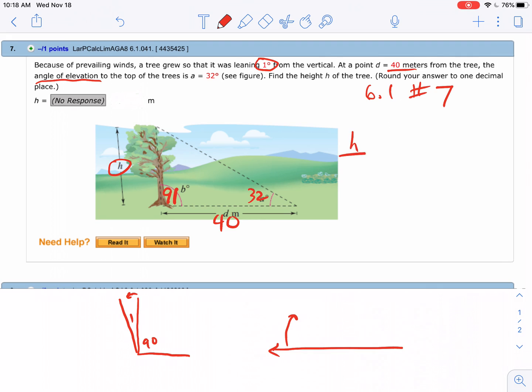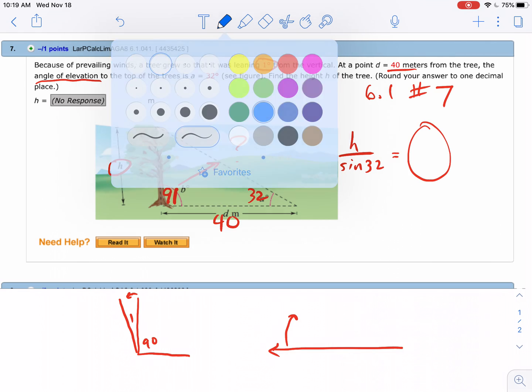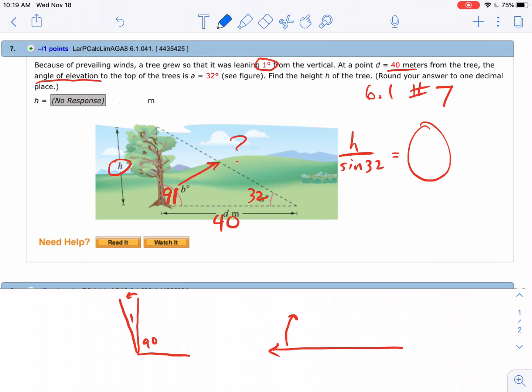So I can take h over the sine of the 32 degrees. And then when I look, I have to know a side and an angle. Well, when I look across from this, I don't know the angle. So the last piece of information is we actually have to take our 2 angles and add them to get this angle up here, because this is what partners up with the 40. So I'm going to do 180 minus 91 plus 32.